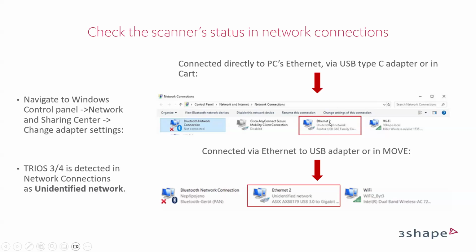You need to navigate to the Windows Control Panel, the Network and Sharing Center, and change the adapter settings there. If you connected via an Ethernet to USB adapter, our 3S3 and 3S4 scanners are detected as a network connection with an unidentified network, like here. And you will see that if your scanner is connected with the USB adapter, it will have an ASIX USB 3.0 to gigabit entry, which means it's connected via the adapter here. Or we can talk about the port connectivity tab or cart systems as well.